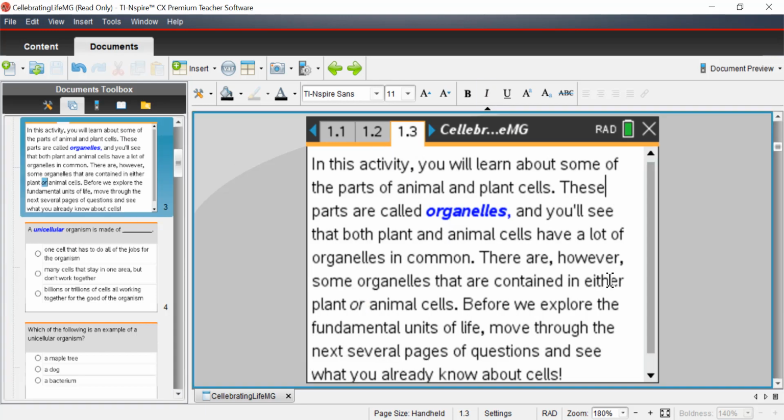All right, next page. In this activity, you're going to learn about some of the parts of animal and plant cells. These parts are called organelles. These are the little specialized structures within a cell. If I were to take a cell and cut it in half, you're going to see a bunch of these little organelles, and there are different organelles that do different things. We're going to look at those. You'll see some commonality in organelles between plant and animal cells, and then some things that are different that make a plant cell and things that make animal cells. So we're going to do some of that as well.